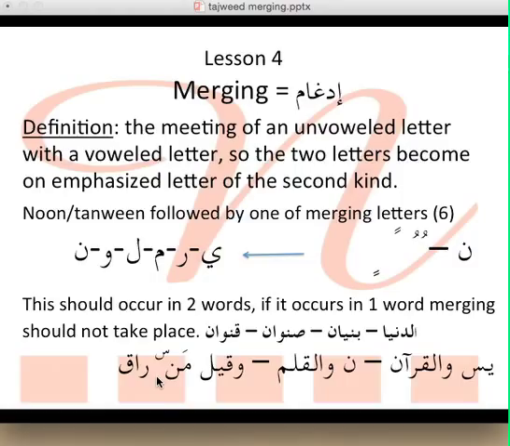So basically, this is the idgham. That's the definition. Every time we see the noon empty or tanween like this, afterward there is a word starting with those letters, it means we have to apply the idgham, and it should be in two words. And as we said before, the idgham means we're merging the noon or tanween with the next letter. So we don't read it at all. We don't read the noon or we don't read the tanween. We don't pronounce it at all.